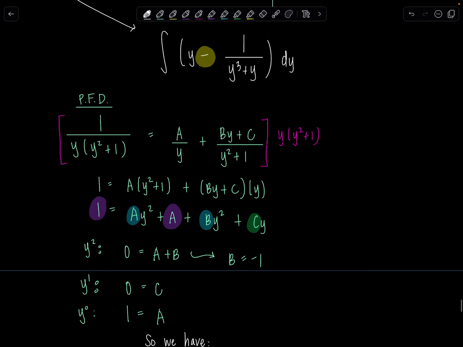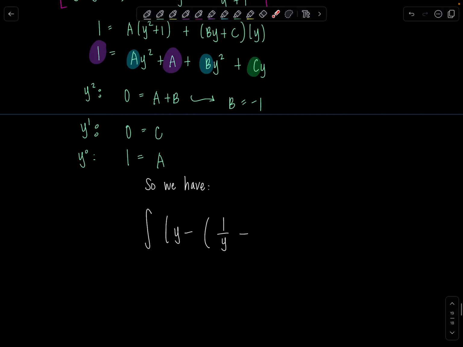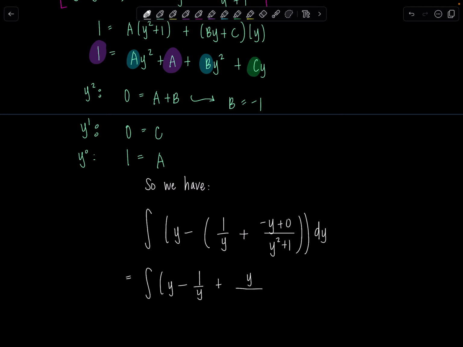Am I freaking you out? I feel like I did. I should put plus -1 plus 0. Let me do that so nobody has a panic attack. Plus -1 times y plus 0 over y squared plus 1. Okay? Don't want anyone traumatized. Okay, so here we have integral y minus 1 over y, and then this is now, plus y over y squared plus 1 dy.